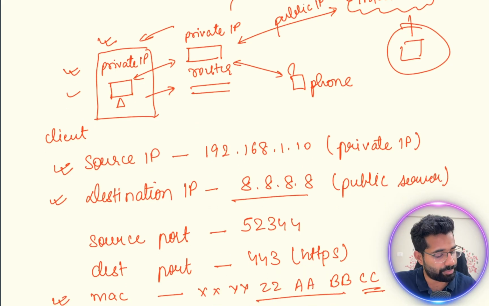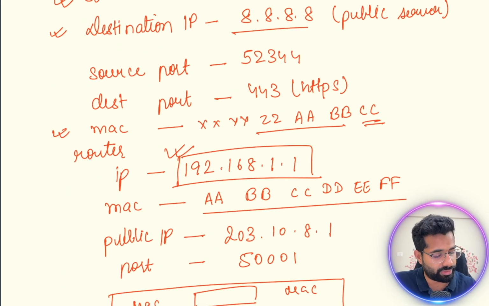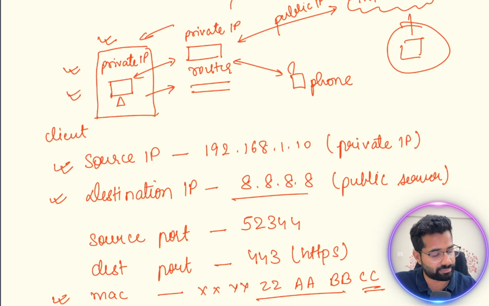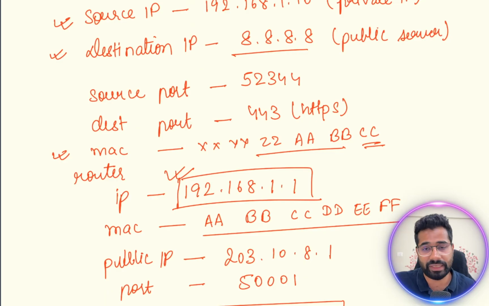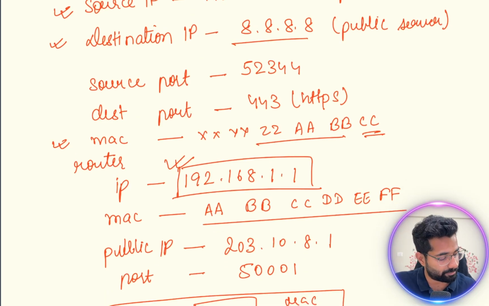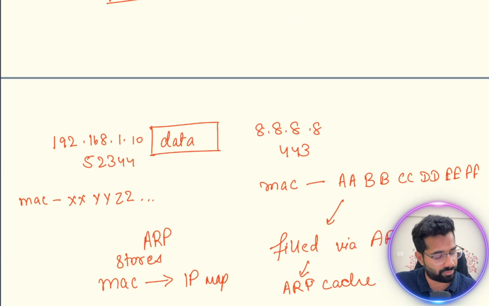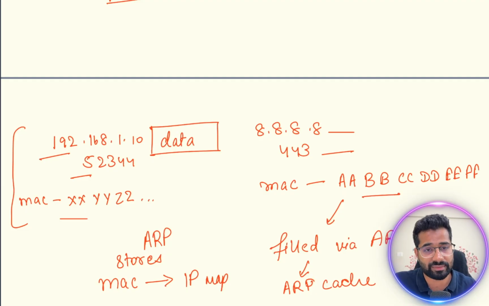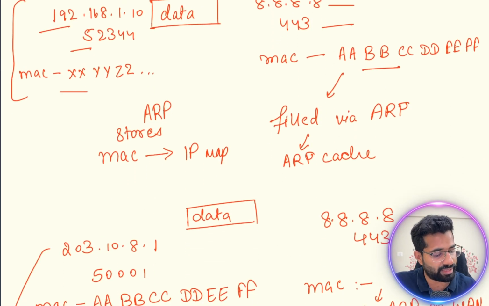Your source computer already knows its own MAC address, and now through the ARP request it knows the MAC address of the gateway router. So it will send something like this. The request now has source IP, source port, destination IP, destination port, source MAC address, and destination MAC address, which is just your next hop's MAC address, not the final destination's MAC address. Now this is filled by the ARP request.